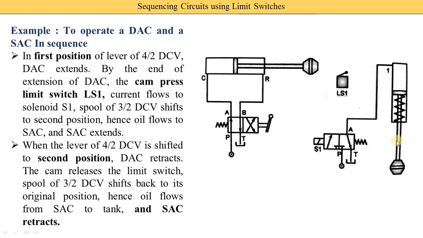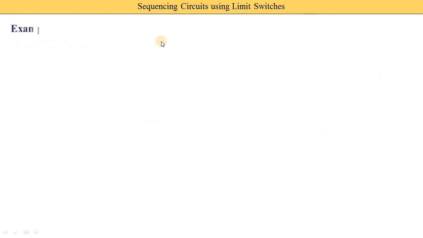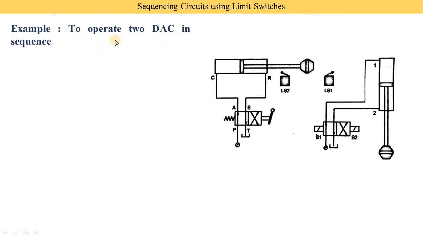When the retraction is done, the piston is moving from the bottom to the top side, and the oil present on the top part is supplied to the A port, and from the A port it goes to the T port. So this is the end of the first circuit. Now in the second circuit we study both double acting cylinders, to operate the two double acting cylinders in sequence.